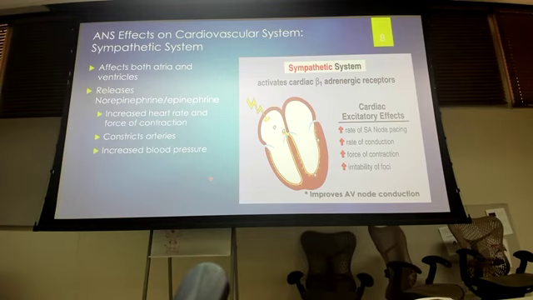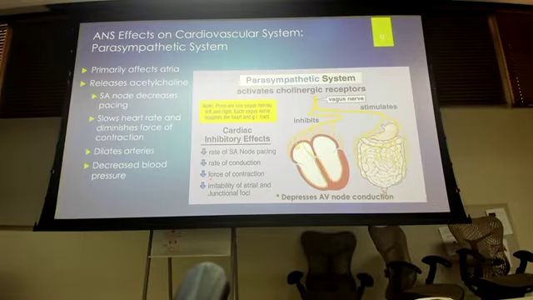So they may have a normal rate, but then in between that normal, they have extra beats, and that's when this adrenergic response. The parasympathetic system is going to be your slowing down of the body and of the vascular system. So it decreases your heart rate, decreases your blood pressure. We have dilation of the arteries, okay?